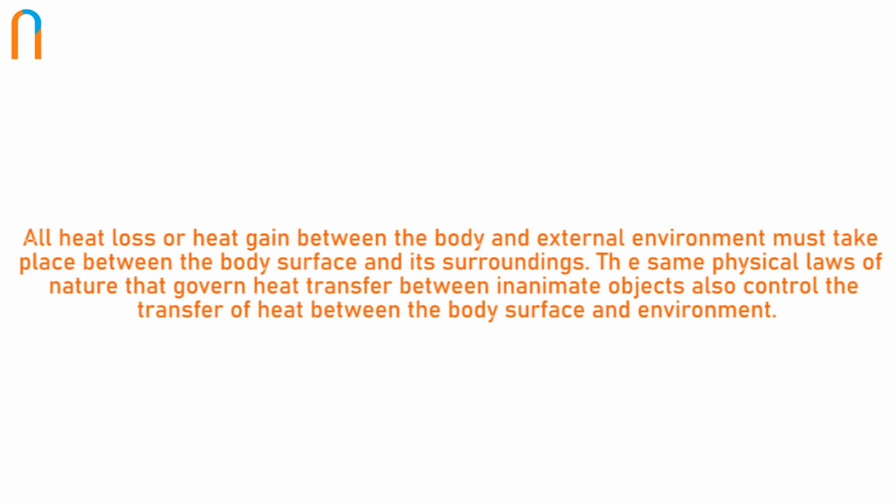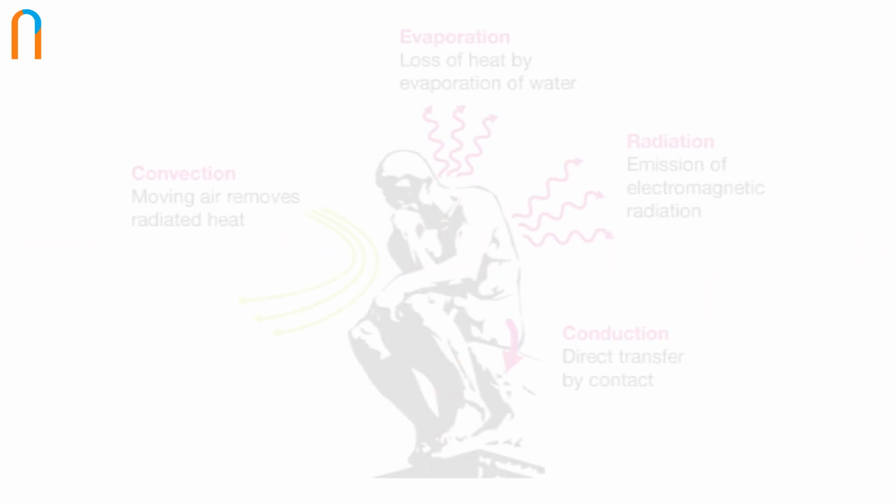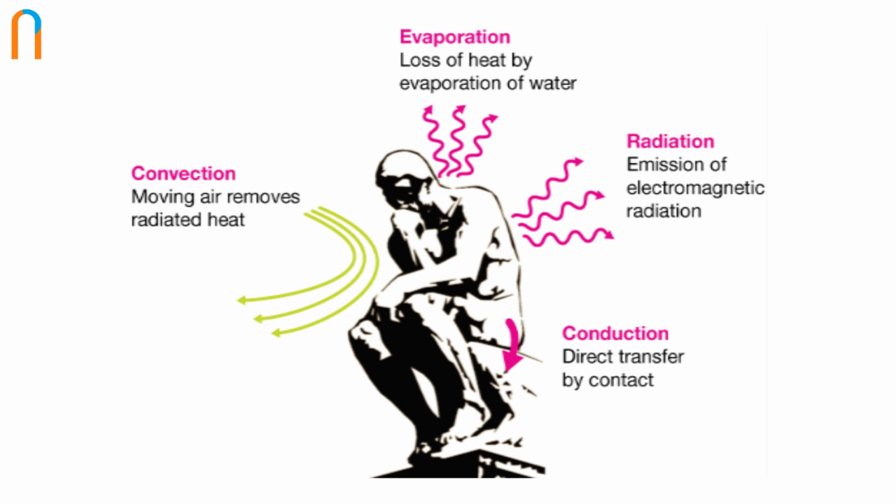All heat loss or heat gain between the body and external environment must take place between the body surface and its surroundings. The same physical laws of nature that govern heat transfer between inanimate objects also control the transfer of heat between the body surface and environment. The temperature of an object is a measure of the concentration of heat within the object. Accordingly, heat always moves down its concentration gradient, that is, down the thermal gradient from a warmer to a cooler region. The body uses four mechanisms of heat transfer: radiation, conduction, convection, and evaporation.